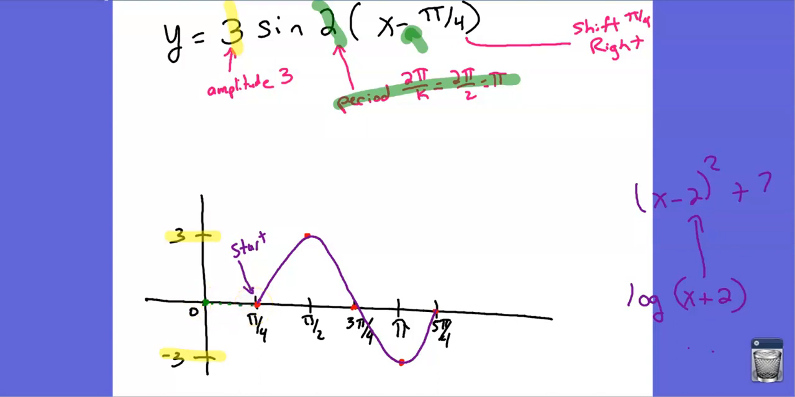And then it makes one complete cycle pi later. So again, it's not stopping at pi. From here to here is one period, which is a pi distance. Okay, so 1 pi plus pi over 4 is 5 pi over 4. So the graph would look like that.